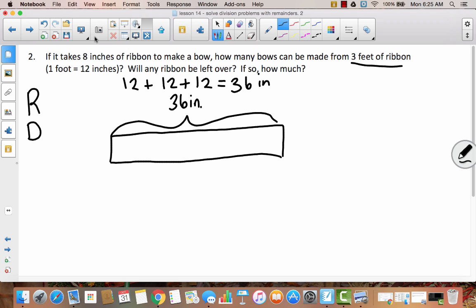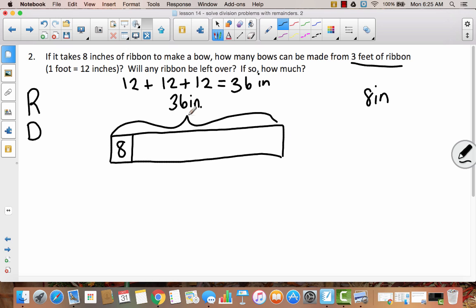Now I know that it takes 8 inches to make a bow. So is this telling me the number in each group or the number of groups? Well, if I know it takes 8 inches to make a bow, and I'm trying to figure out how many bows I can make, again, I'm trying to figure out the number of groups. I know that it takes 8 inches, so 8 are going to be in each group. So it's going to be very similar to last time. I'm going to have to figure out how many 8s there are so that I can figure out how many bows can be made.